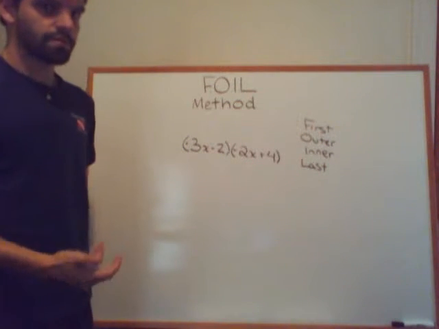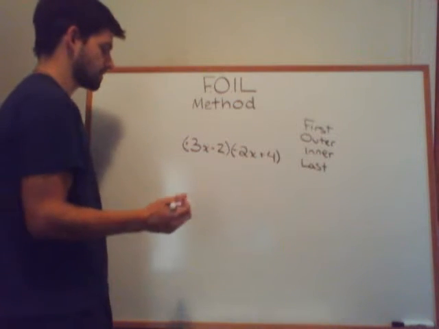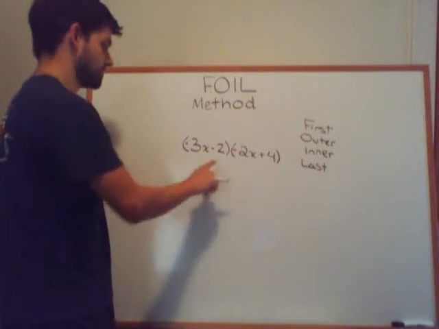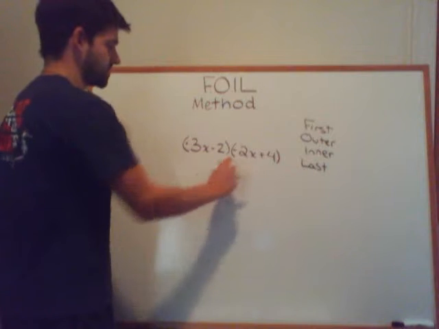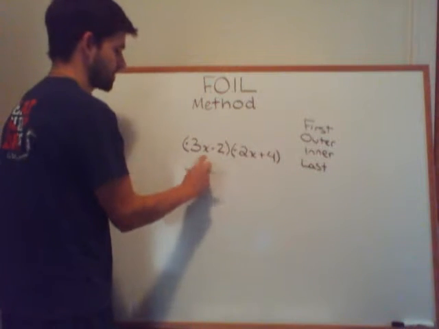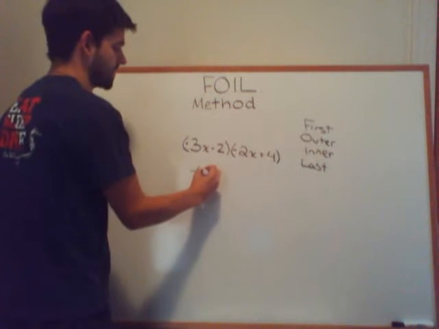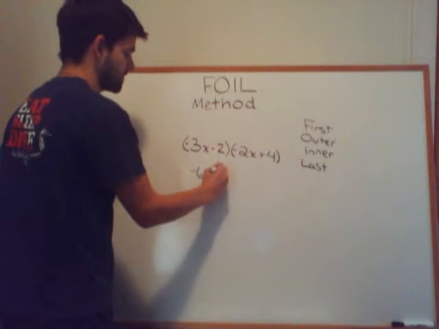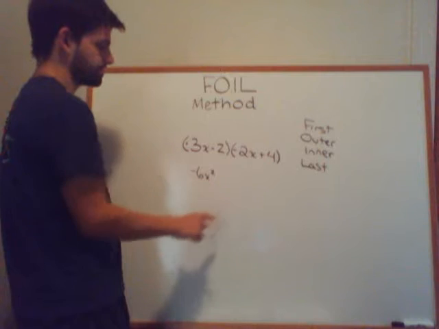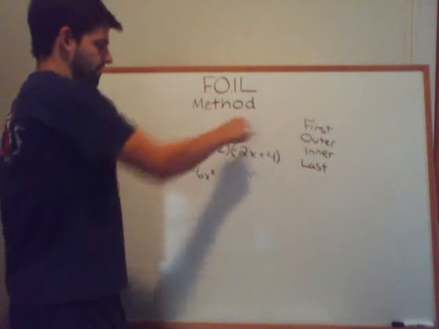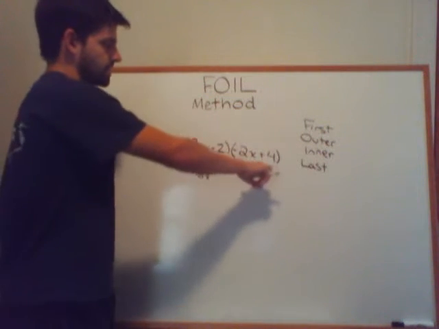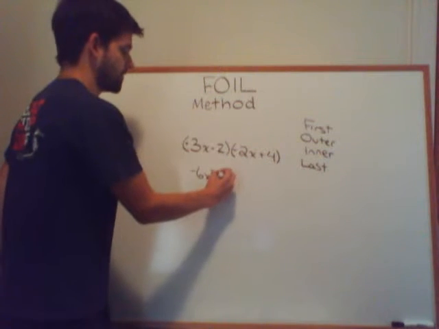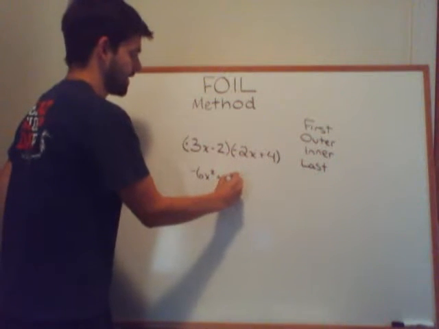Multiply your whole numbers first, then your variables. Make it nice and easy for yourself. So positive 3 times negative 2 is a negative 6. X times x is positive x squared. Sorry. So you have negative 6x squared. Now, outer is positive 3x times positive 4 is a positive 12x.